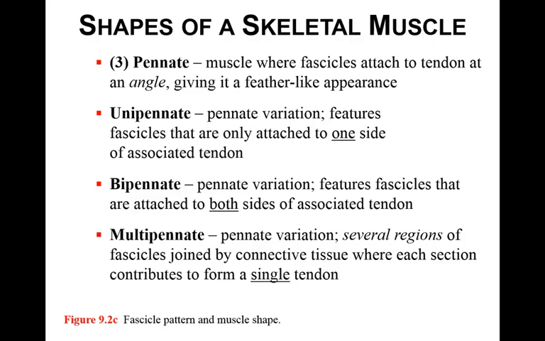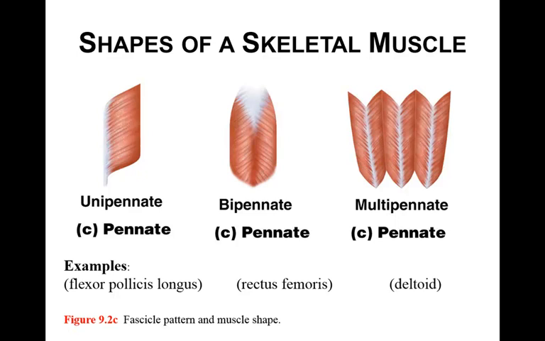Okay, to me the best way to explain this is to look at the picture. So here is the unipennant. You can see those fascicles are in one direction, so they're all going in kind of that diagonal or oblique fashion connecting to one side of the tendon. Now over here you have bipennant, and you have two directions. You have two different arrangements of fascicles, and they're all connecting to this one tendon. And then over here you've got multipennant, so you have several different oblique diagonal fascicles going.